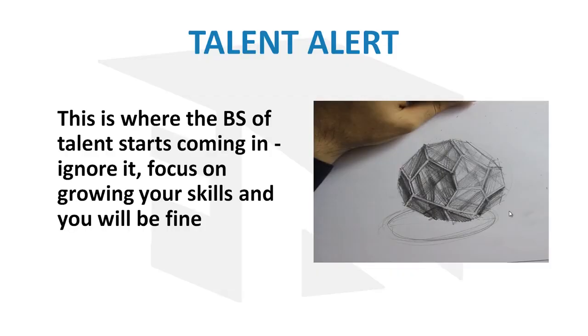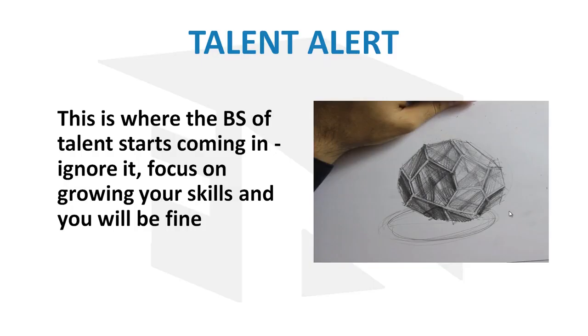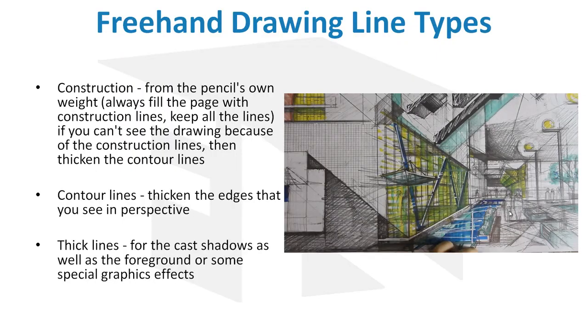And careful, talent alert. This is just a little sketch I did really fast, not very interesting, but there's BS regarding talent. Everybody thinks you need to be talented. No, that's just stupid. Your talent comes from your own unique combination of who you are, and then you express it through skill sets. So number 1, freehand drawing line types. Obviously you've got a couple of different line types: construction, contour, and thick lines. Construction lines come from the pencil's own weight, the contour lines give contour, and thick lines are used to get the expressive effect.